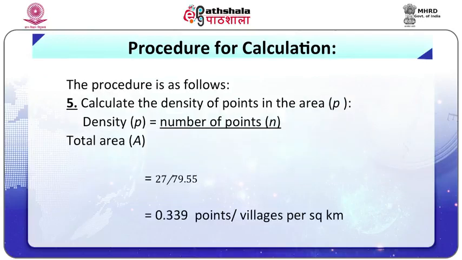Fifth, calculate the density of points in the area, that is P. Density, that is P, is equal to the number of points, that is N, upon total area, that is A, which is equal to 0.339 villages per square kilometer.